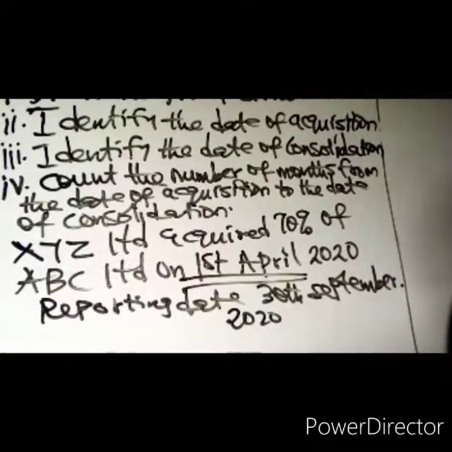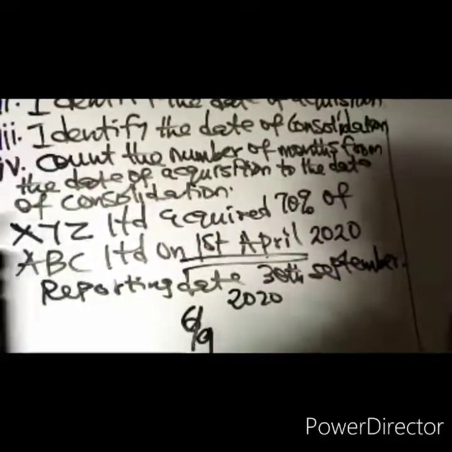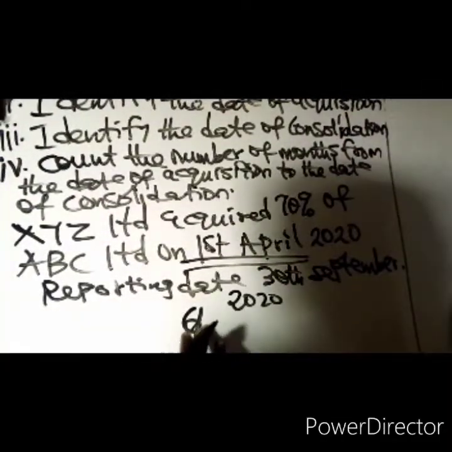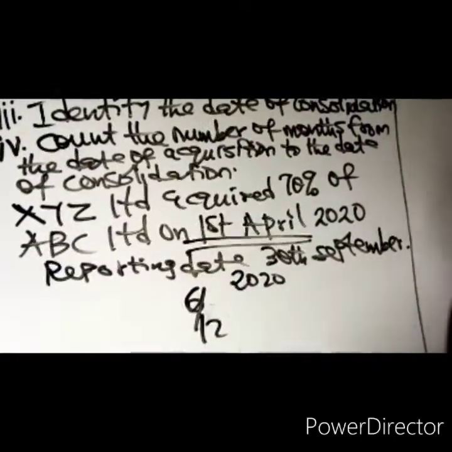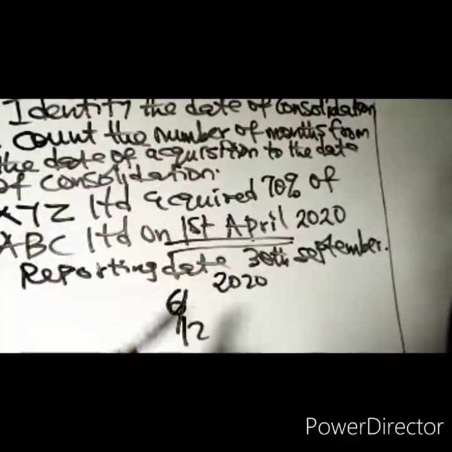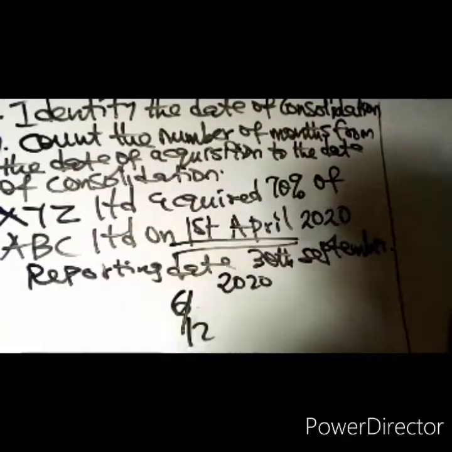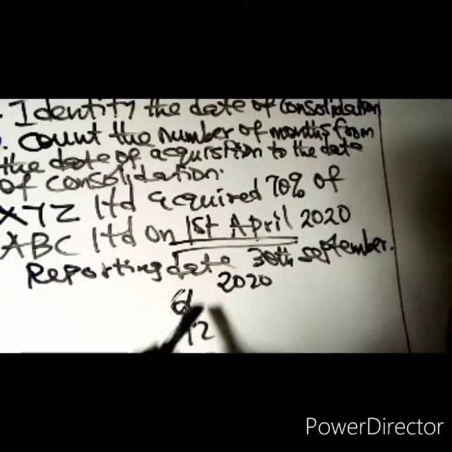That means the statement of profit or loss of the subsidiary, you are going to apportion it. You are going to apply time apportionment. You are going to have 6 out of 12 months. There are 12 months in a year. So you are going to apply time apportionment to the result of the subsidiary by having 6 months out of 12 months. Meaning that anything in the statement of profit or loss of the subsidiary, you are going to prorate it, 6 out of 12.